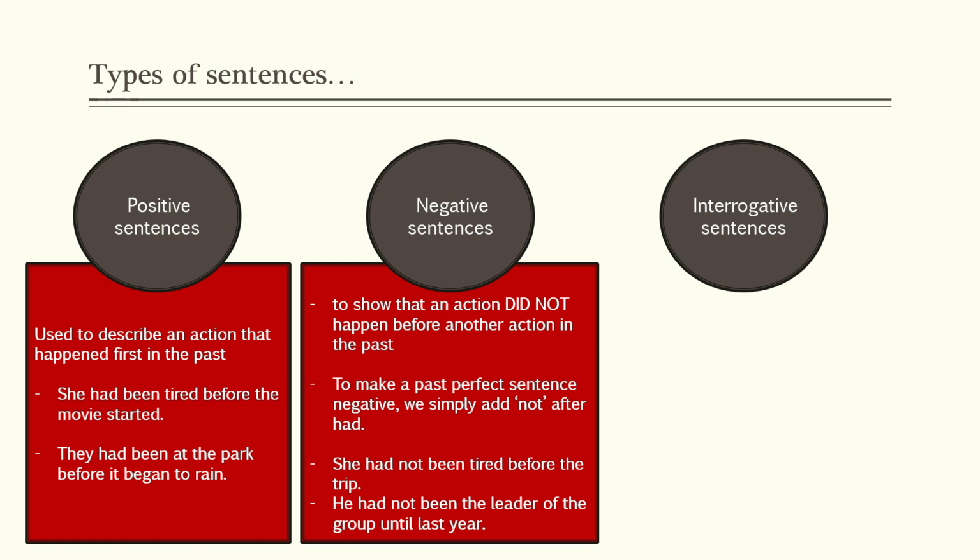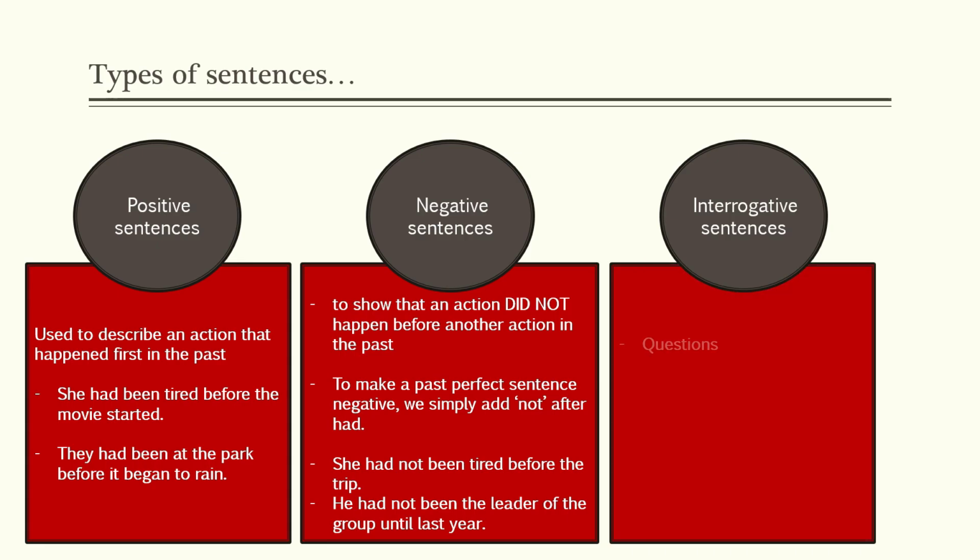Now let's look at two examples of interrogative sentences, or questions, as they're sometimes called, in the past perfect. Had she been tired before the meeting started? Where had he been before the party? In all these examples, had been tells us about a state or condition that existed first before another past event. That concludes our section on the past perfect with be.